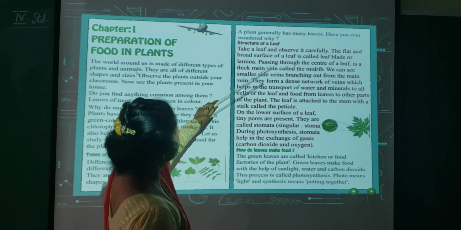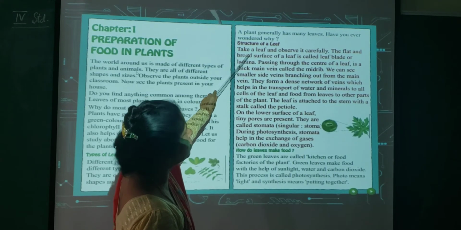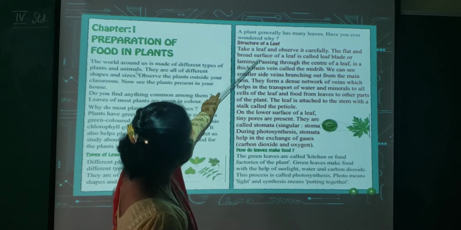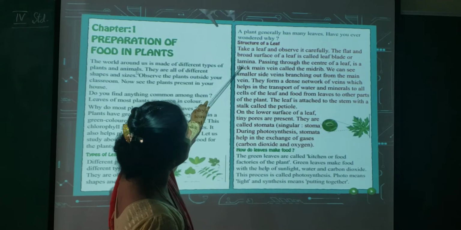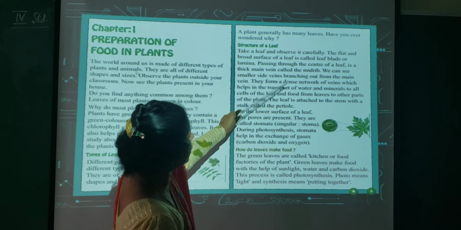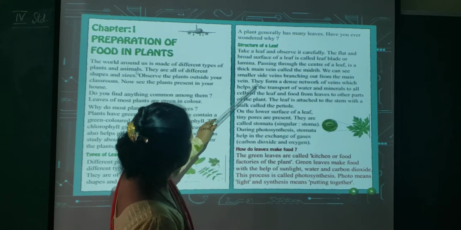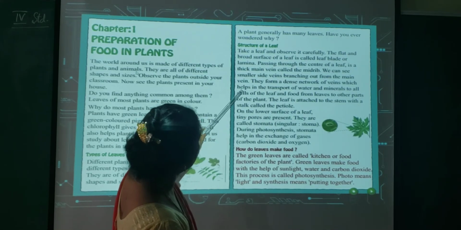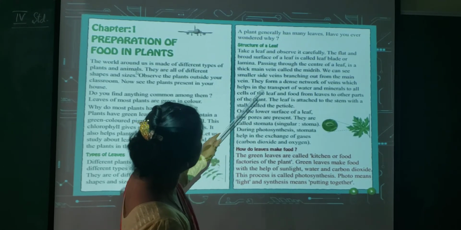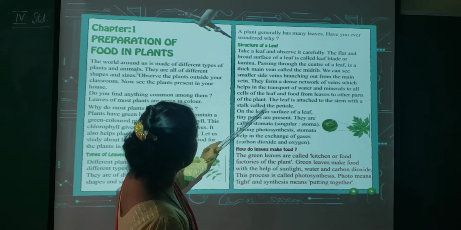Now, structure of a leaf. Take a leaf and observe it carefully. So this you can do practically wherever you are. You can just collect one leaf and observe it carefully. The flat and broad surface of a leaf is called leaf blade or lamina. Passing through the center of a leaf is a thick main vein called the midrib. We can see smaller side veins branching out from the main vein. They form a dense network of veins which helps in the transport of water and minerals to all cells of the leaf and food from leaves to other parts of the plant. The leaf is attached to the stem with a stalk called the petiole.